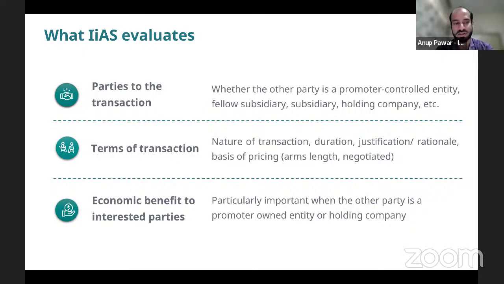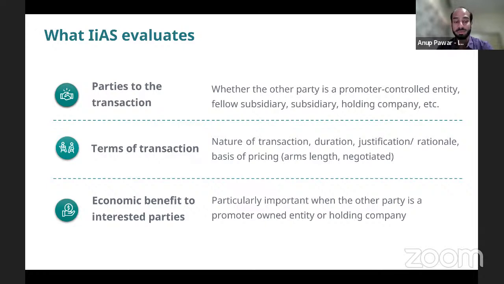We look at the terms of the transactions. What kind of transactions are there? Is it simple operational transactions like sales or purchase? The problematic area is where loans are extended to group companies, promoter companies, or you're actually taking financial assistance from promoter companies. That becomes a challenge.